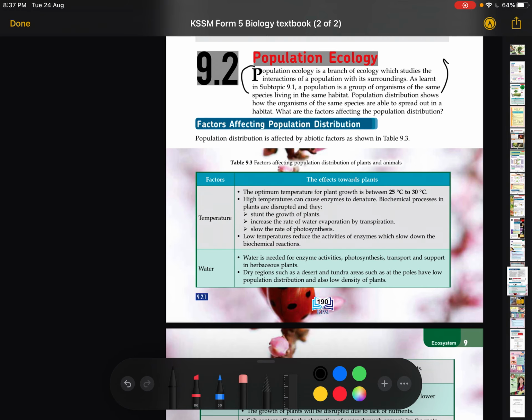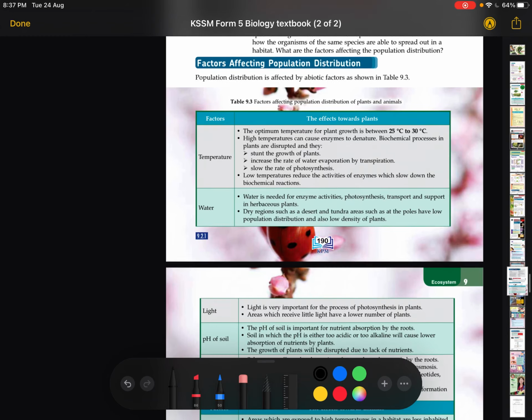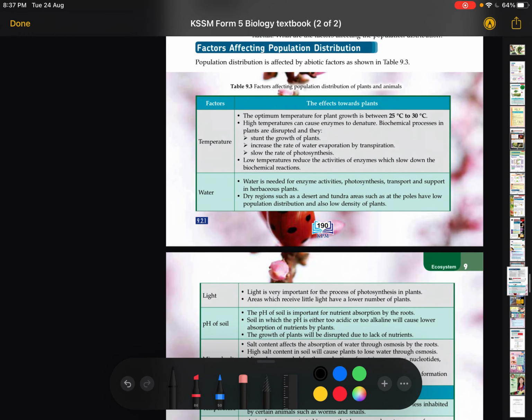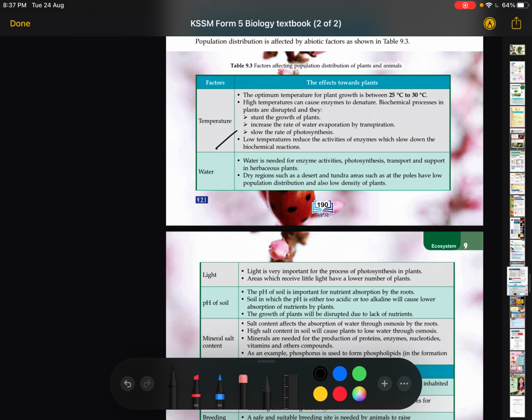Is it uniform? Is it in one area where there's more water? Is it not there at all because it's too hard to live in there? So the factors that affect population distribution, number one, for plants, you need a suitable amount of temperature, and this is because of the enzymes. You don't want your enzymes to denature, or you don't want your enzymes to slow down.